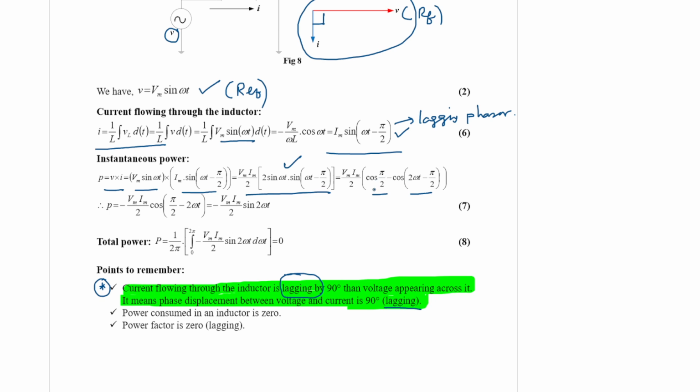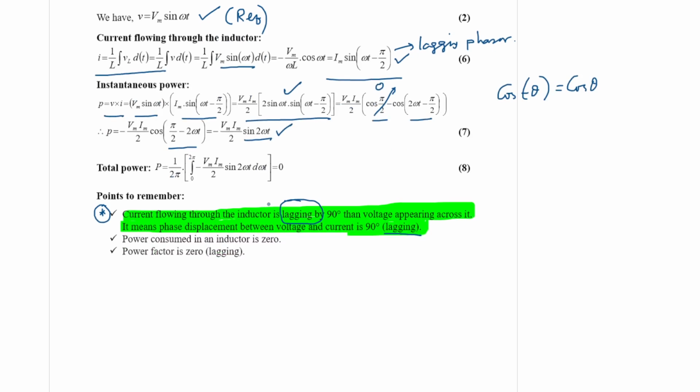So cos pi by 2 will be 0. Then cos(2 omega t minus pi by 2) can be written as cos(pi by 2 minus 2 omega t), because cos of minus theta is equal to cos theta. So 2 omega t minus pi by 2 can be written as pi by 2 minus 2 omega t, and cos(pi by 2 minus 2 omega t) is written as sin 2 omega t. So this is the instantaneous power, Vm Im by 2 sin 2 omega t.